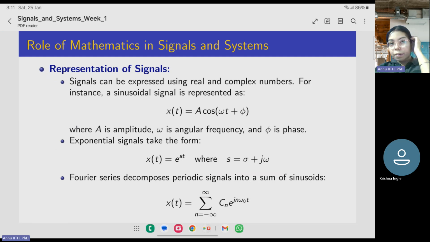You have often come across the stock market. How do we represent it? The stock price is on the y-axis and the time is on the x-axis. It varies, up, down, up, down. So we call that a stock price signal. Similarly, physical quantities are represented in terms of signals.